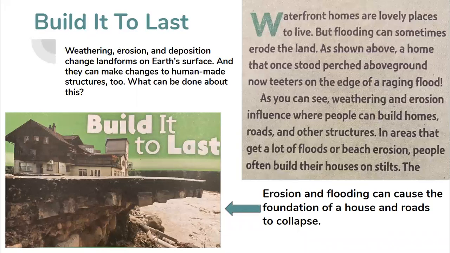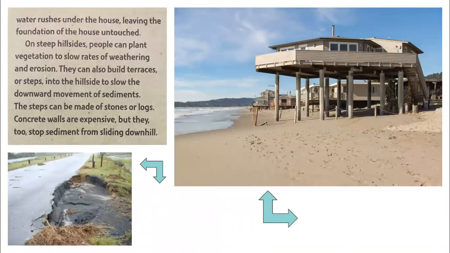So erosion and flooding can cause the foundation of a house and roads to collapse. As water rushes under the house, leaving the foundation of the house untouched, as we saw in the previous slide, on steep hillsides, people can plant vegetation to slow rates of weathering and erosion. They can also build terraces or steps into the hillside to slow the downward movement of sediments. The steps can be made of stones or logs. Concrete walls are expensive, but they too stop sediment from sliding downhill.